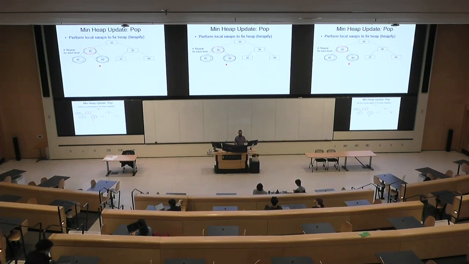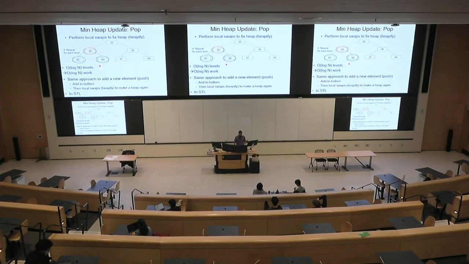We are at the leaf level of the tree, okay? So at most, in any binary tree, we have what? Log n levels, right? So we are doing the swapping log n times. And that's why the time complexity of a removal from a min heap is log n.